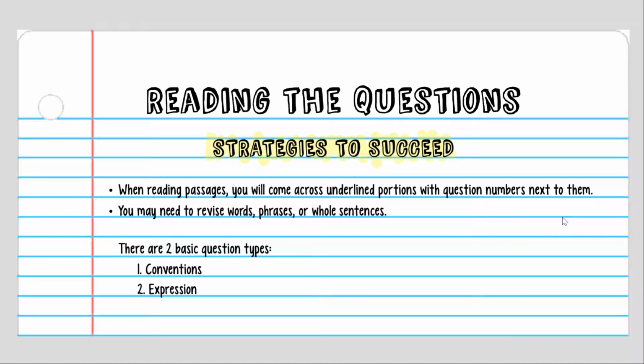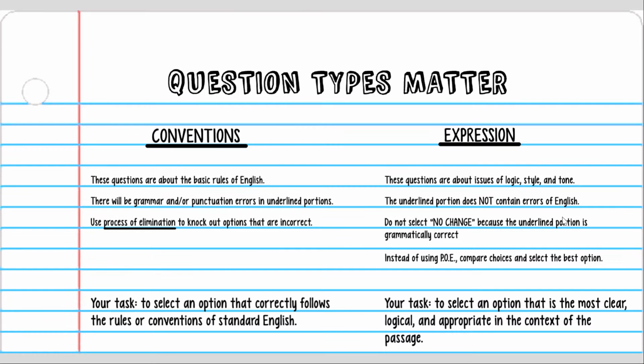Okay? Strategies to succeed when reading passages: you will come across underlined portions with question numbers next to them. You may need to revise words, phrases, or whole sentences. There are two basic question types: conventions and expression. And here are the differences between the two. Conventions. These questions are about the basic rules of English.